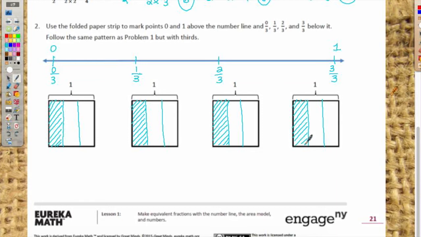Okay, now it says to follow the same pattern as in problem 1. So we'll do 1 horizontal line, and that gives us 2 rows. Then we'll do 2 horizontal lines, which gives us how many rows? 3. 3 lines gives us 4 rows. And 4 lines gives us 5 rows. And those rows are very important because they tell us what to multiply by, okay?